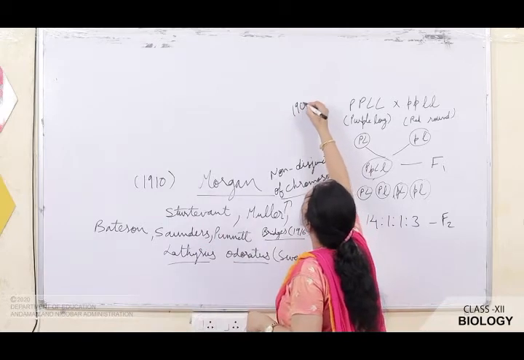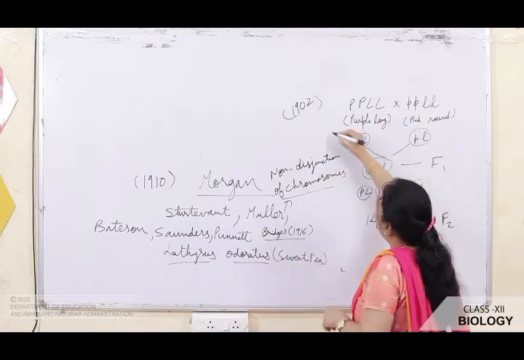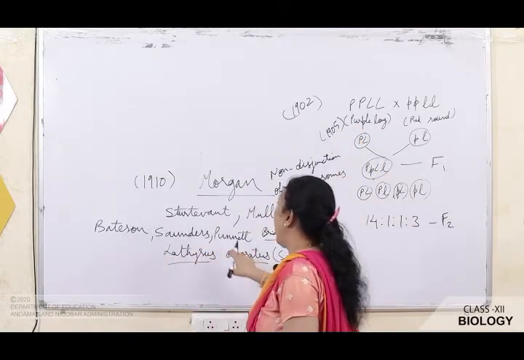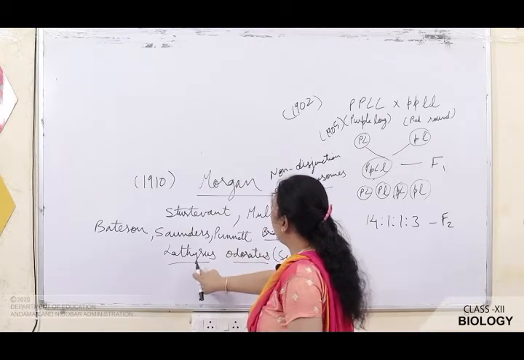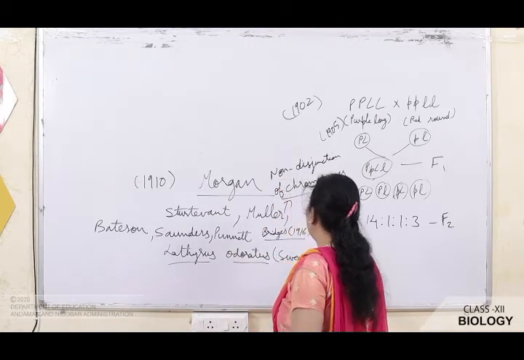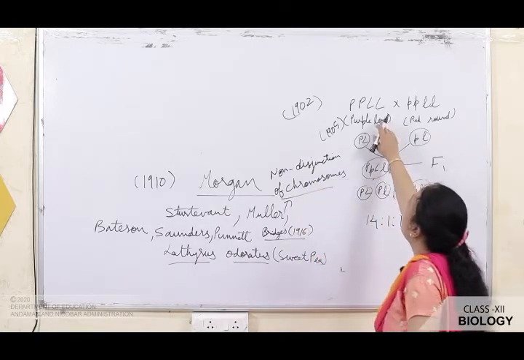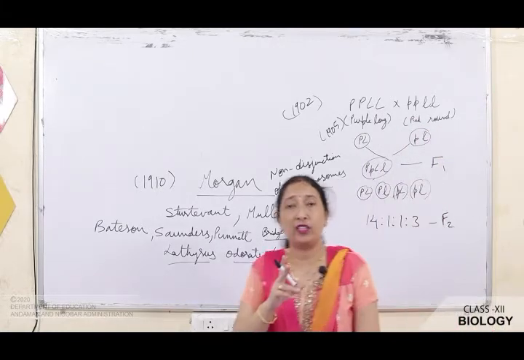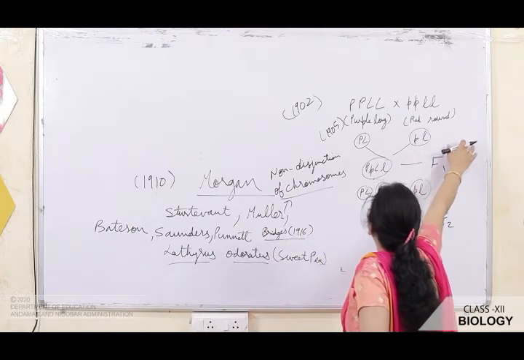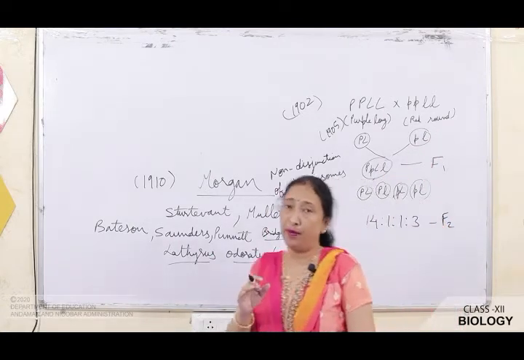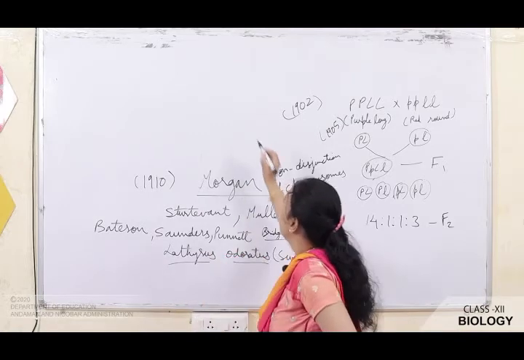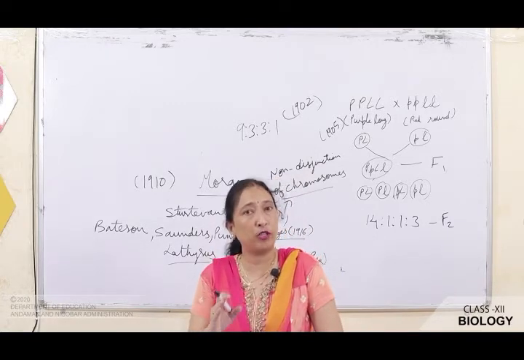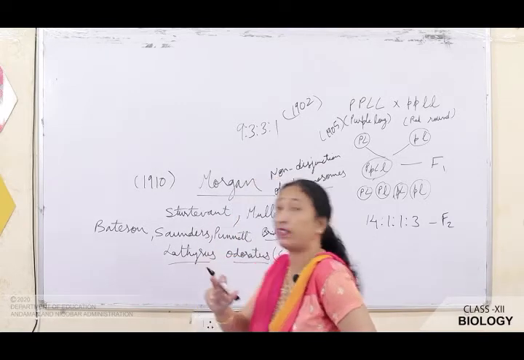In 1902 we know that Sutton gave the chromosomal theory. In 1905 Bateson, Saunders and Punnett, these three, worked on Lathyrus odoratus, that is sweet pea. They took two characters, purple long and red yellow. What they found is that if it is a dihybrid cross, according to Mendel, the ratio should be 9:3:3:1, but it deviated.